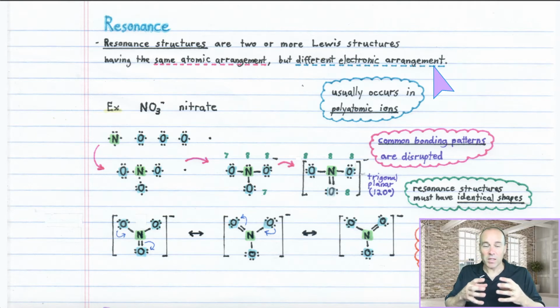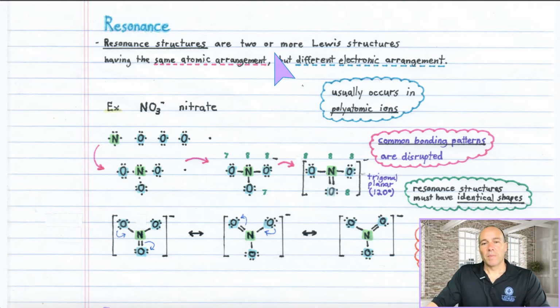Now, what resonance is: after you have an atomic arrangement, you will see often that there are multiple ways to connect the bonds. So you can end up with multiple electronic arrangements for a given atomic arrangement. Okay? And so you'll usually see this occurring in polyatomic ions. There's something about the extra charge associated with a polyatomic ion that causes resonance. Let's see how it works for the ion nitrate.